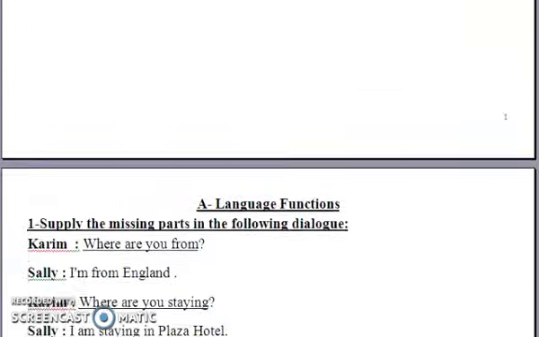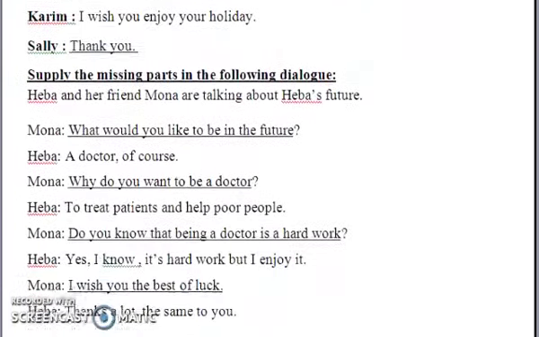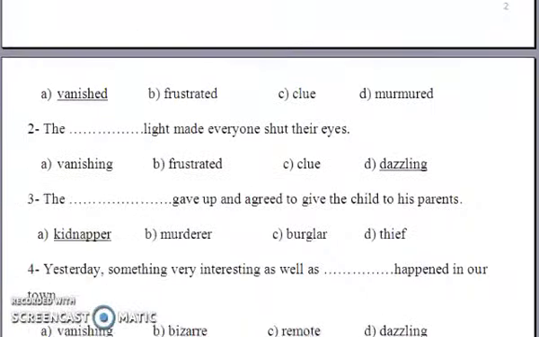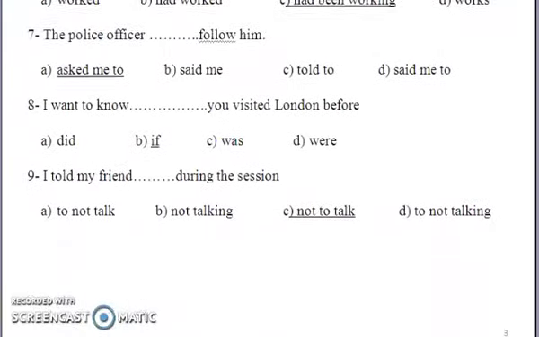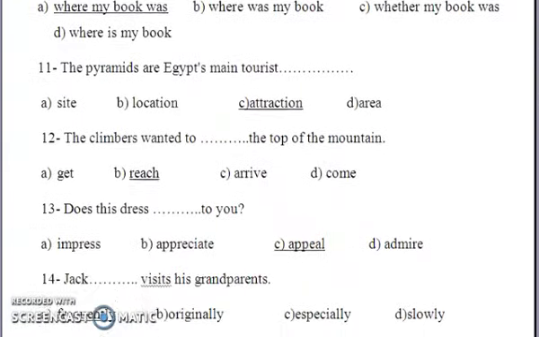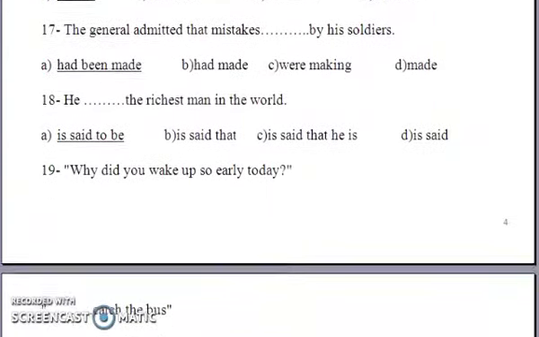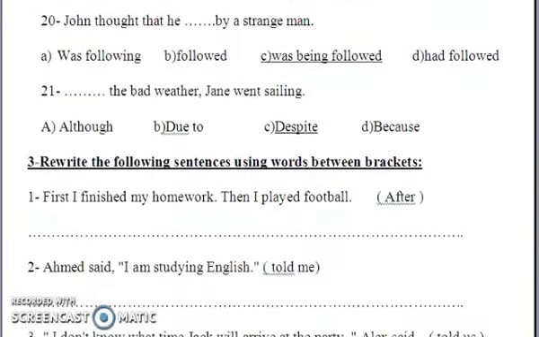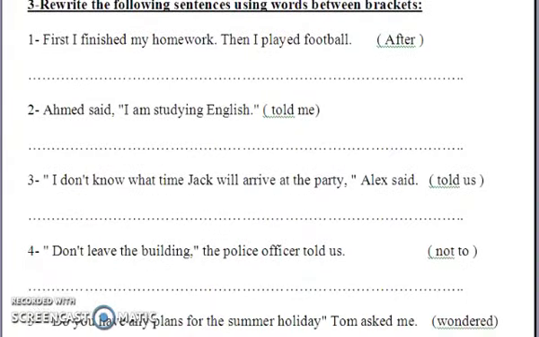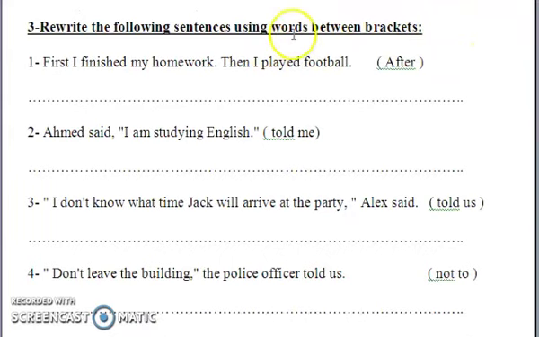We will move to the next part where we stopped last time. We stopped at page 5, the rewrite questions, mainly based on grammar. Here we stop. Rewrite the following sentences using the words between brackets. The first question, number 1. First, I finished my homework, then I played football. And I want to use after.